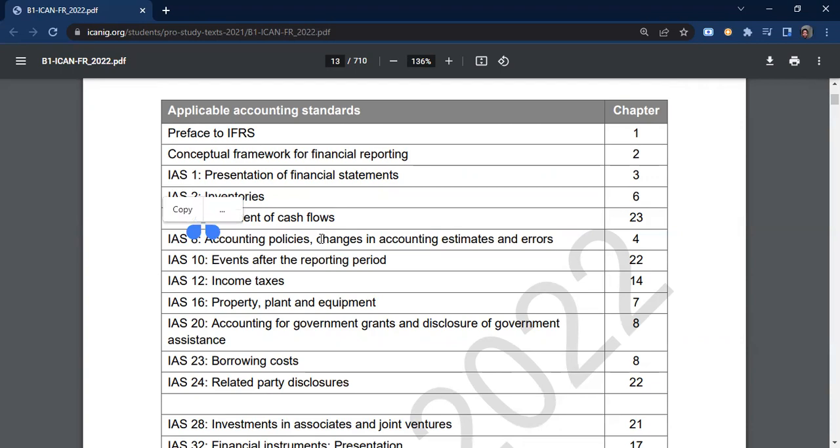It's a very key subject in foundation, which is cash flow. This particular standard is also at the foundation level. IAS 8 deals with accounting policies, changes in accounting estimates, and errors, and it is also at the foundation level.